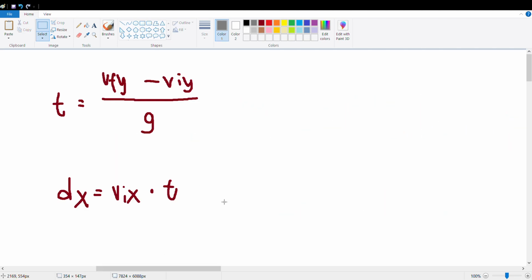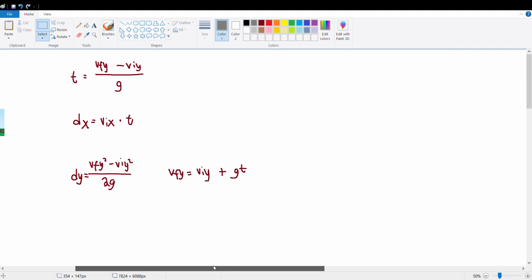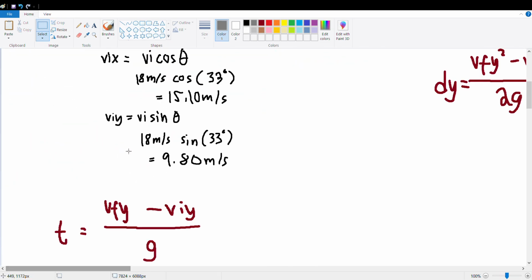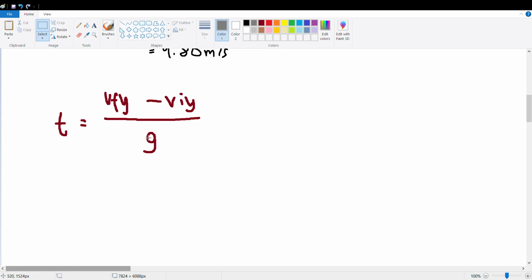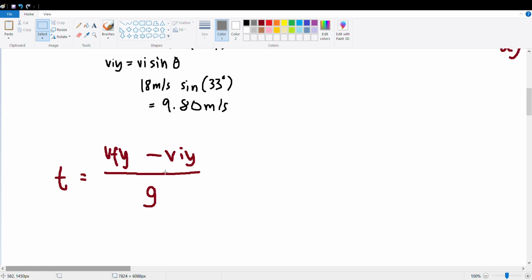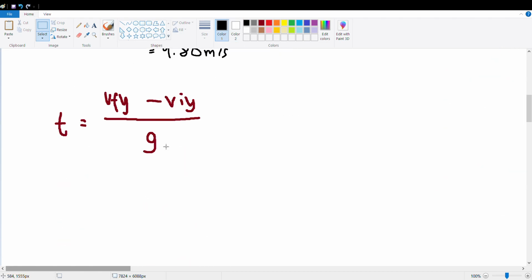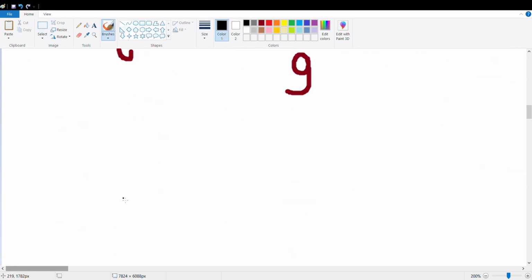Here comes the list of equations we're going to be using. T equals Vfy minus Viy over g. This is essentially from the acceleration formula. It's not actually different, it's just that the letters are different, but you can tell pretty much. So T is the time.